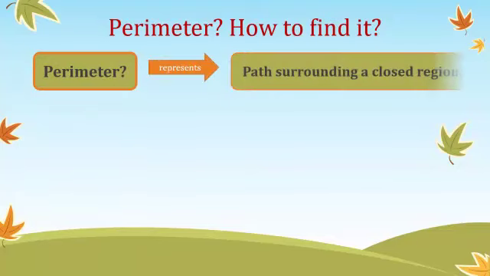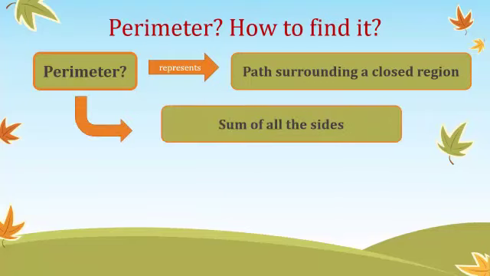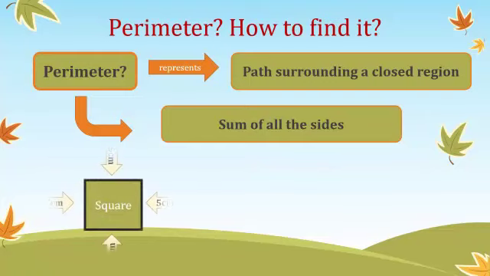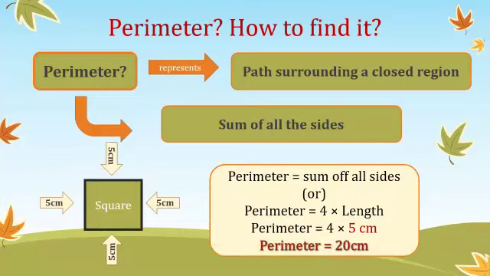Perimeter represents the path surrounding any closed region. We can also say that it is the sum of all the sides of a closed shape. Consider this shape, students. The length of all the sides is 5 centimeters. The perimeter is the sum of all the sides, and by formula we know that the perimeter is 4 times length. By placing the value in the length, we get perimeter is equal to 20 centimeters.